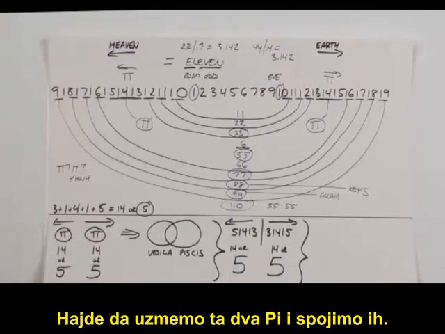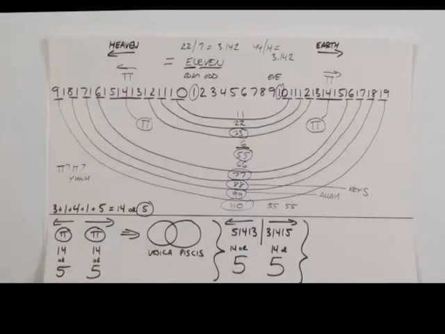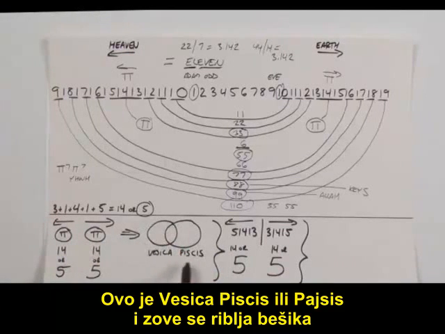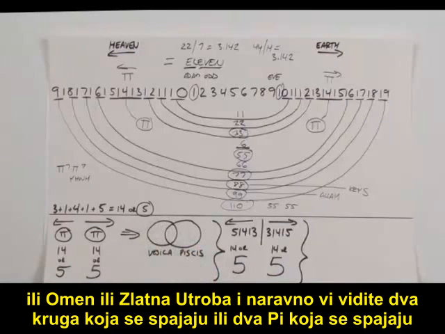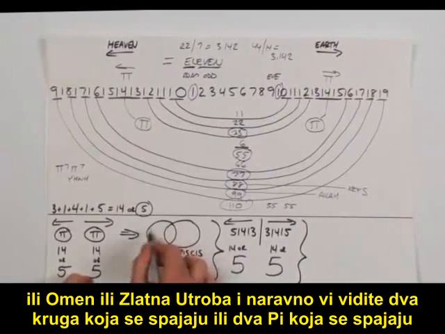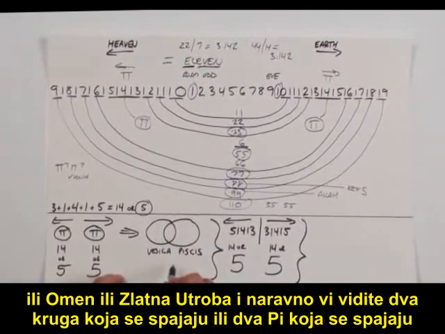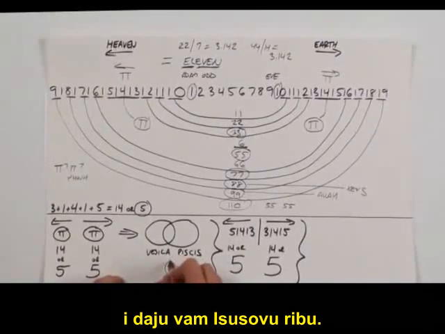Let's take those two pi's and put them together. This is the Vesica piscis, or Pisces, and it's called the bladder of the fish, or the almond, or the golden womb. And of course, you see two circles coming together, or two pies coming together, give you the Jesus fish.